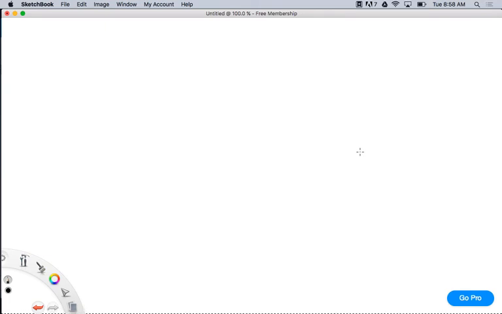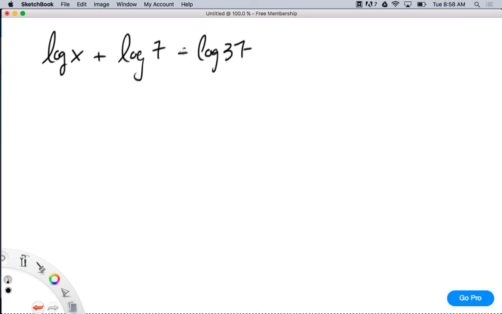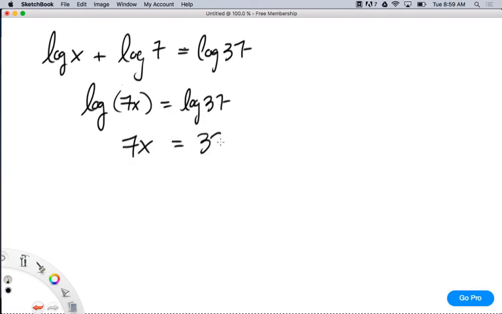Next, you end up with things like this. Log of x plus log of 7 equals log of 37. When I have this, I have to do the properties of logarithms. This becomes log of what? 7x equals log of 37. Same base, so I just cancel the logs. 7x equals 37. Divide by 7. And I get x equals 37 over 7. It's positive, so that's good.